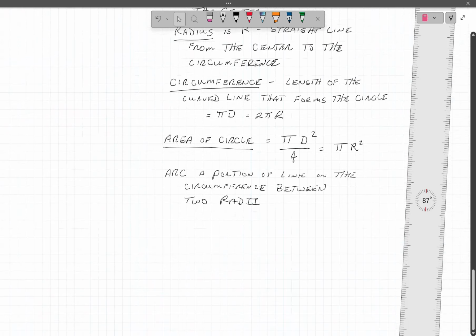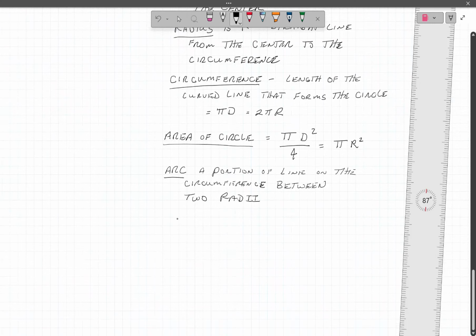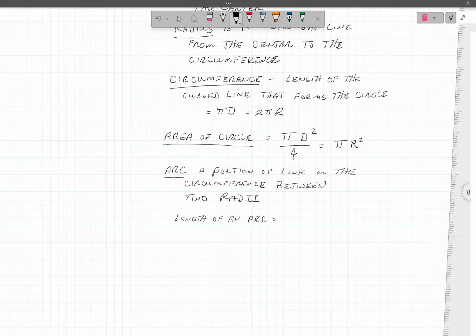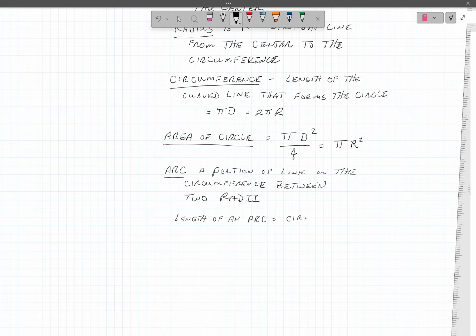And if we want to know the math for that one, it's the length of an arc is equal to the circumference times the central angle divided by 360 degrees. Okay, so there's that one.